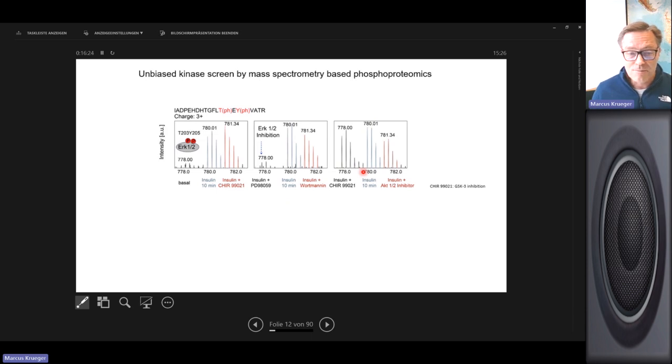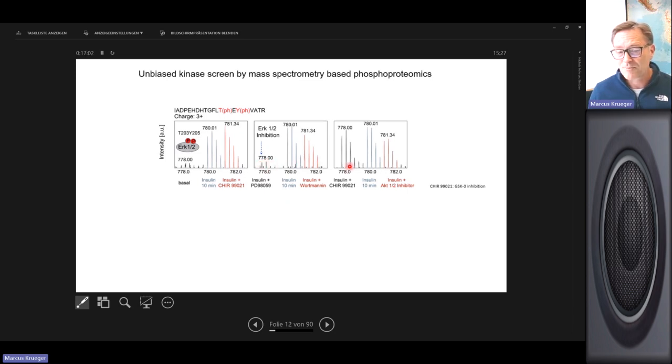And then we have the basal condition where we see no phosphorylation of ERK, because insulin stimulates not only the insulin receptor, but also the MAP kinase, so phospho-ERK, and we get activation. Here we have 10-minute insulin stimulation. However, if we now treat these insulin-stimulated cells with this GSK3 inhibitor, we don't see any change, which is known. However, if we now treat the cells with the MAP kinase inhibitor, we see a decreased intensity, based on the SILAC intensity of the light peak.